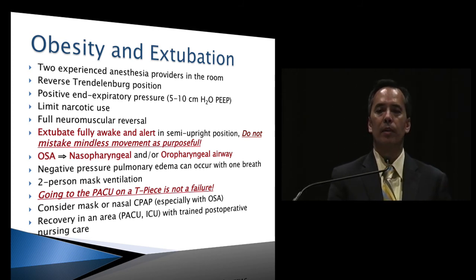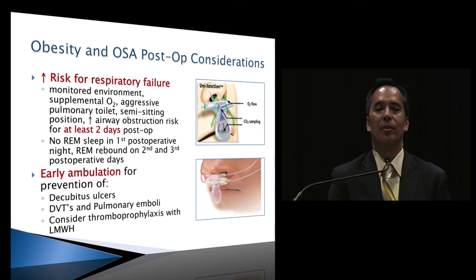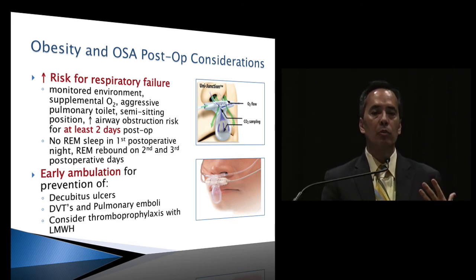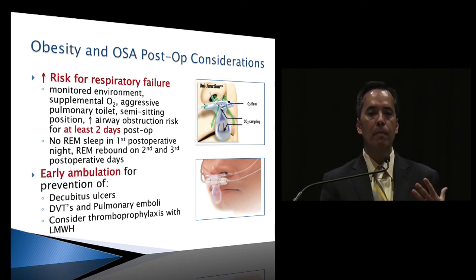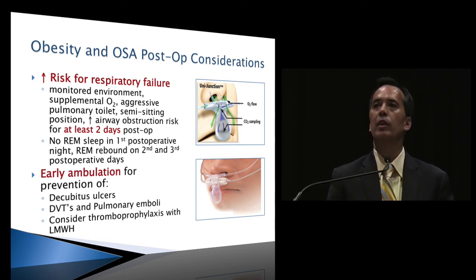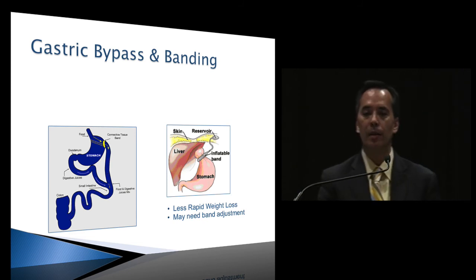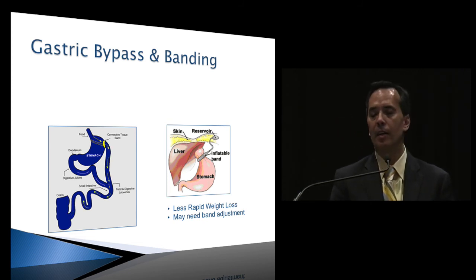Now, what about post-op considerations? I don't want to talk too much and steal our thunder, so I'll go quickly through this. There is increased risk for respiratory failure. One of the problems, especially if they have obstructive sleep apnea, is that you worry about REM, rapid eye movement, and you don't get REM rebound until the second or third day post-op. So you need to be careful. You want to do aggressive treatment and get them breathing so that you don't get into problems. So early ambulation, prevention of decubiti and DVTs. And you might want to consider low molecular weight heparin so that they don't get these clots.